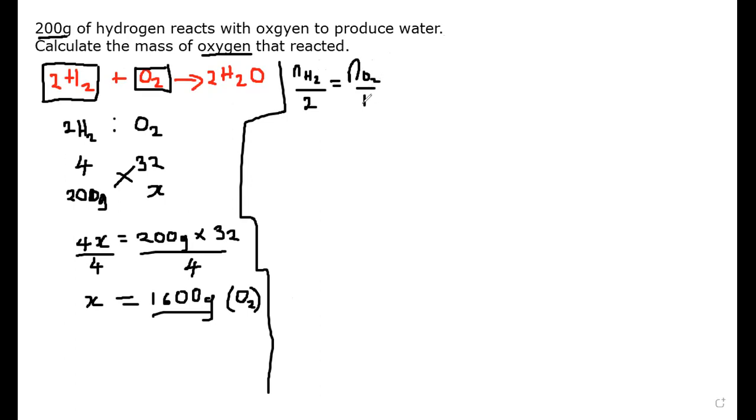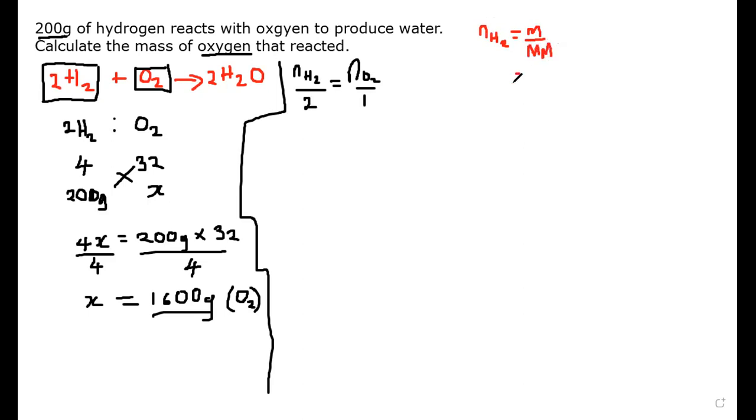Now, the first thing that you have to do if you're using this stoichiometric relationship, or the mole ratio, is to find the number of moles. So how do we find the number of moles? We're finding the number of moles of hydrogen because this is the component whose mass is given, will be mass divided by molar mass.